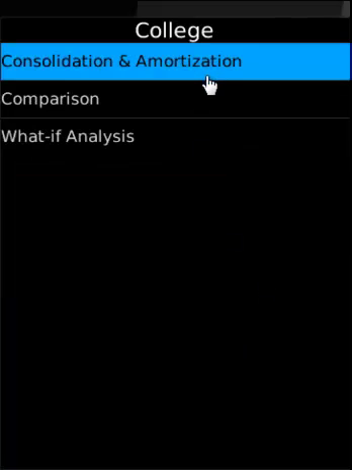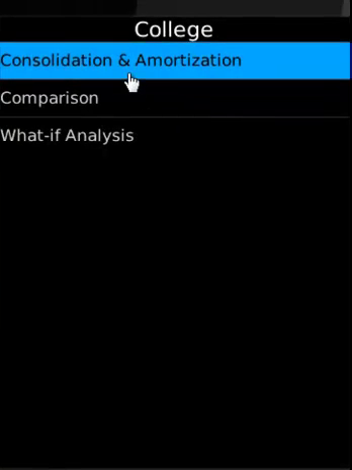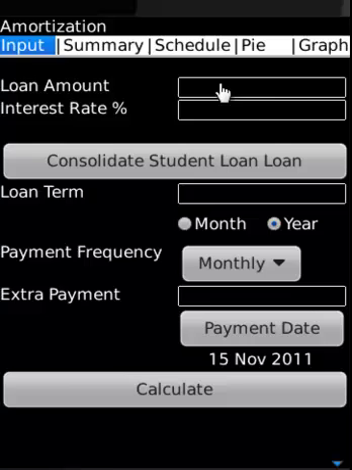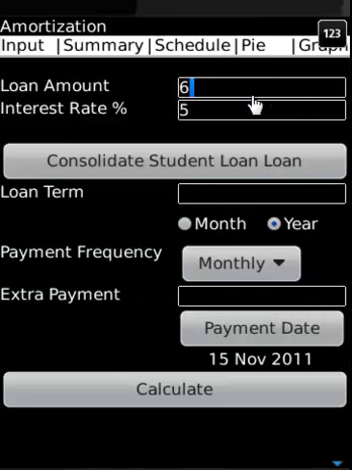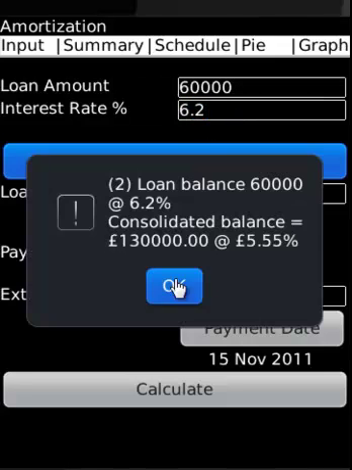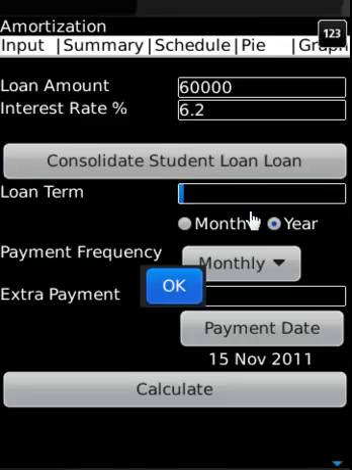College Finance BlackBerry application allows the user to consolidate and amortize student loans, compare student loans, and perform what-if analysis. Amortization and consolidation. Let's say one loan amount is 70,000 at 5%. Say we consolidate that. So we add another loan at 60,000 and at 6.3%. So now we have 2 loans. So now say we are going to pay it over 25 years and no extra payment.